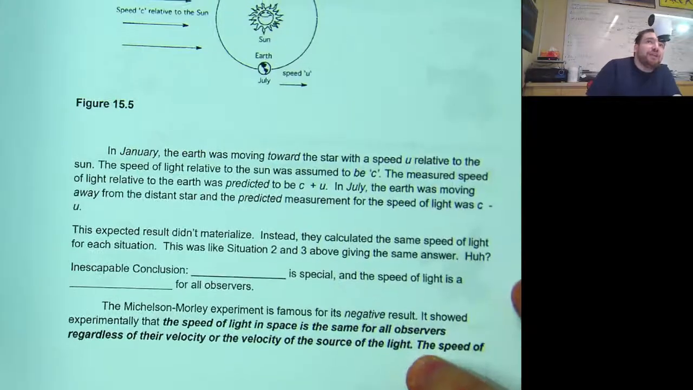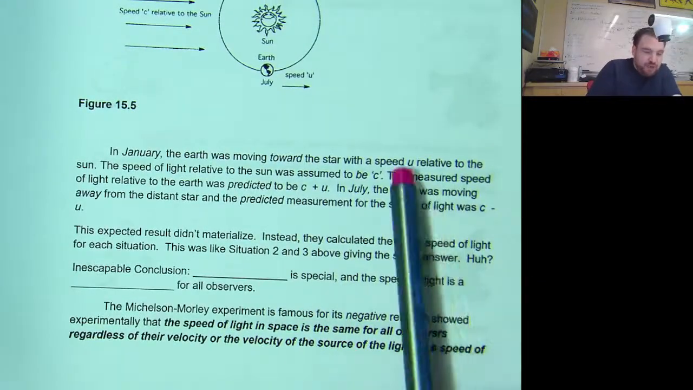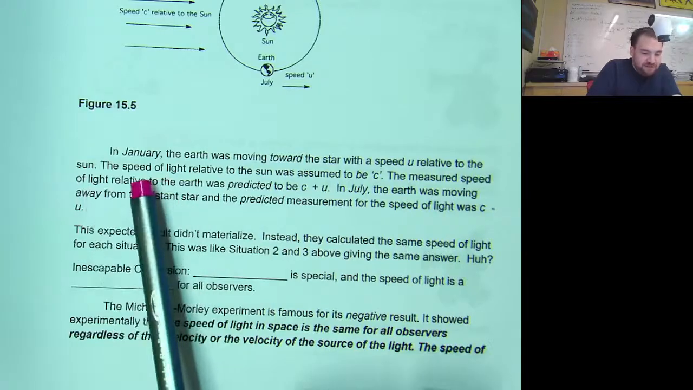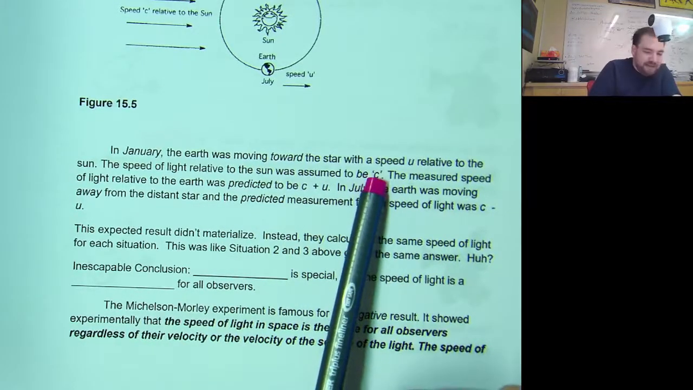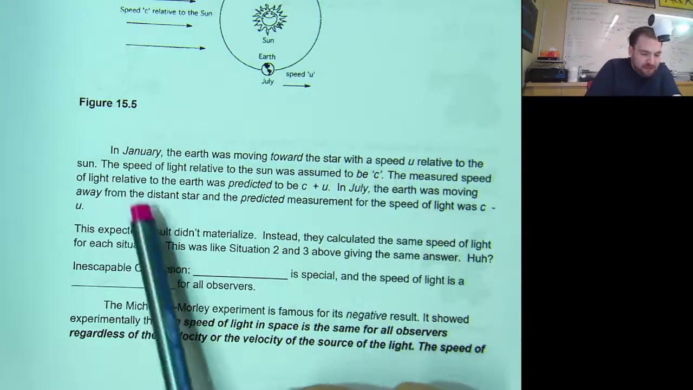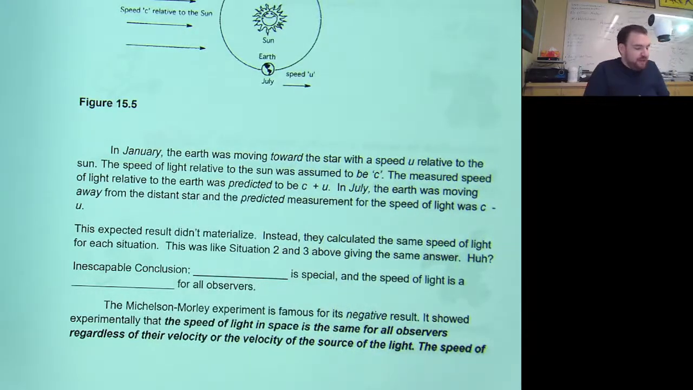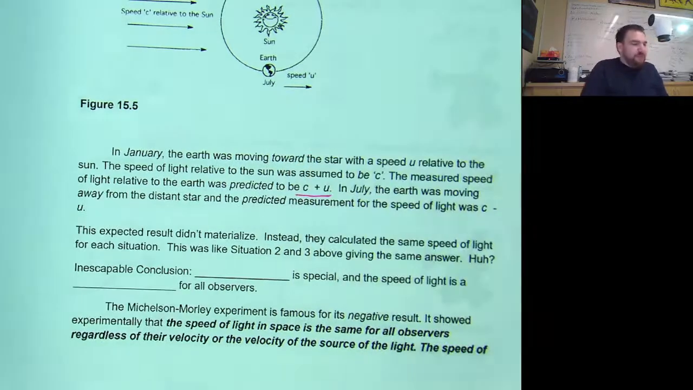In January, the Earth was moving toward the star with speed u relative to the sun, and the speed of the light relative to the sun was assumed to be some c value for the speed of light. The measured speed relative to the Earth was predicted to be c plus u. This would make sense because they're coming towards each other.